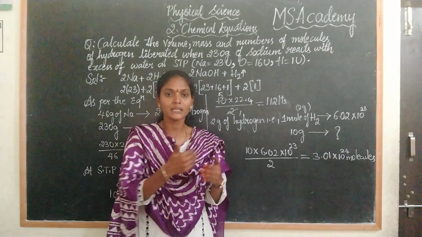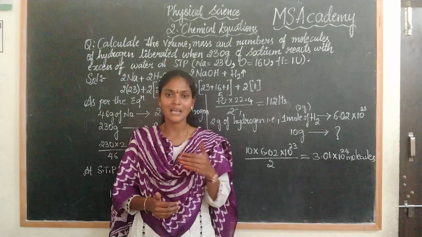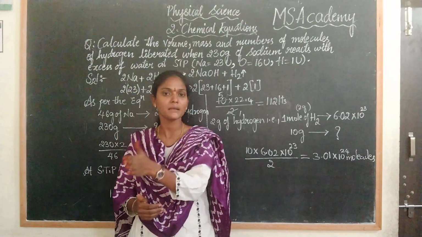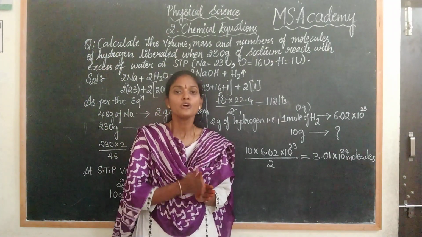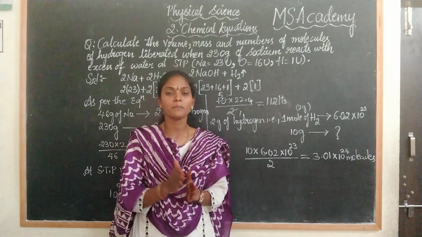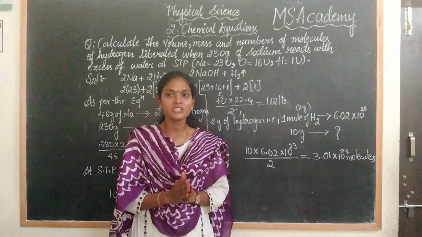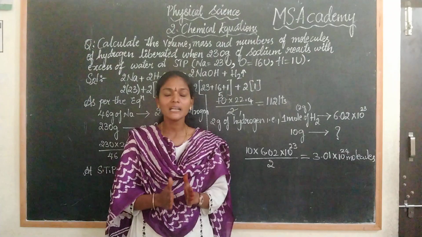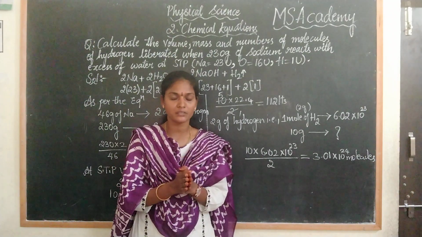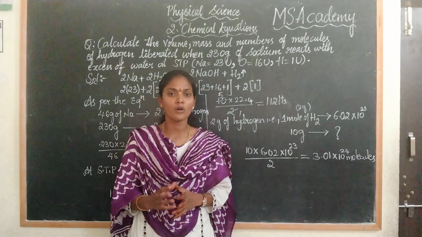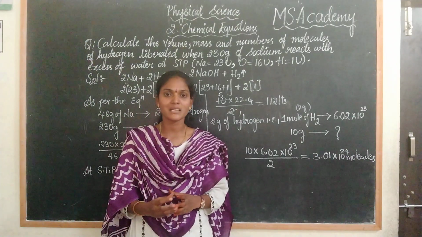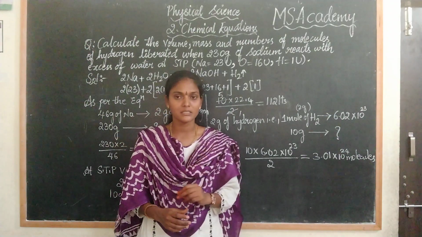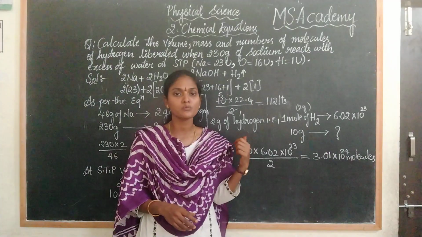In order to perform the reaction under standard temperature and pressure, you have to maintain the temperature at 273 kelvins and the pressure at 760 mm. Under this standard temperature of 273 kelvins, the volume occupied by the substance is 22.4 liters. Based on that, let us do a small example.